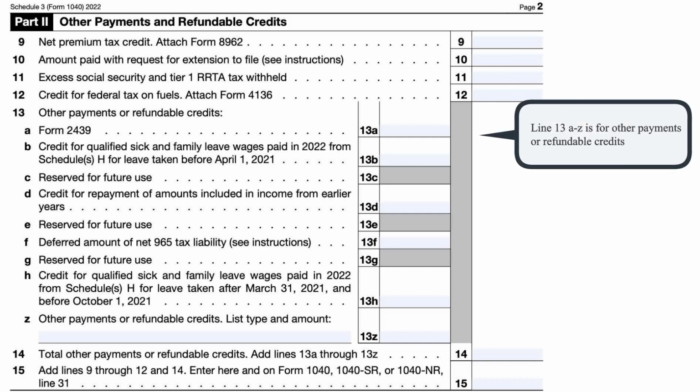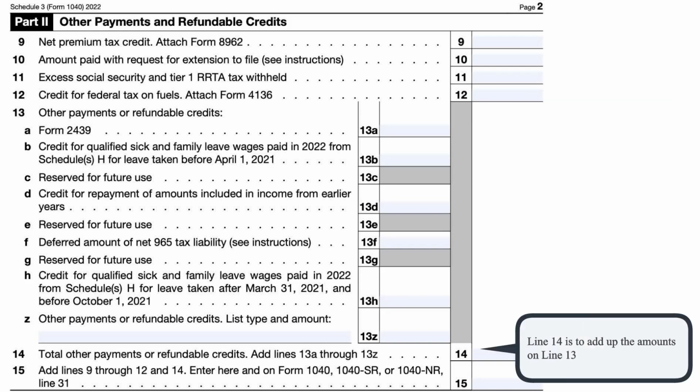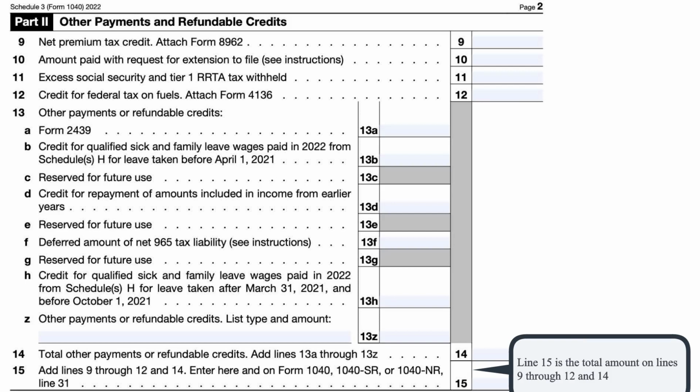Line 13A to Z is for other payments or refundable credits, such as qualified sick and family leave taken before April 1st, 2021, and the health coverage tax credit. Line 14 is to add up the amounts on line 13. Line 15 is the total amount on lines 9 through 12 and 14. This amount is then entered on line 31 of Form 1040.